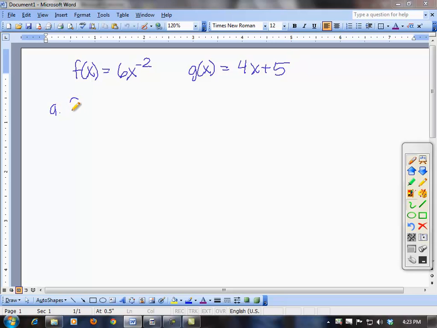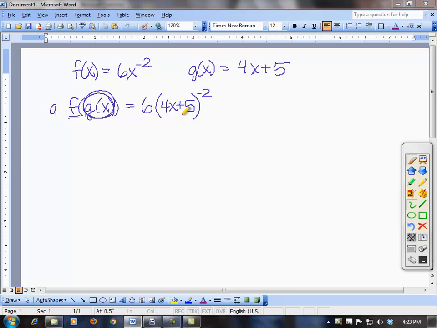So let's start with A. Let's do f of g of x. That means start with f and leave a space, leave parentheses where the x is. So 6 parentheses negative 2. What function goes inside of f? We know that g is inside of f, so we put 4x plus 5 inside our parentheses.